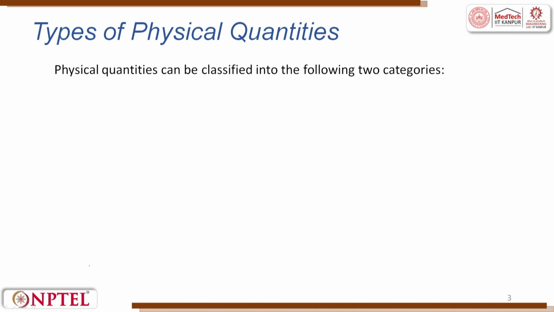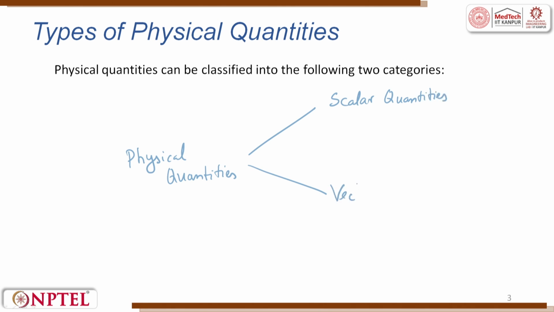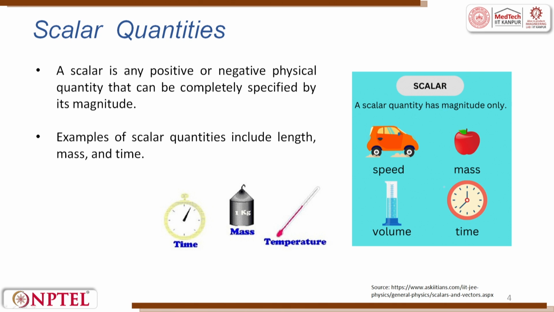So, type of physical quantities. Physical quantities can be classified broadly into two categories. They are physical quantities: one is scalar quantities and the other one is called vector quantities. So, let us now look into scalar quantities.